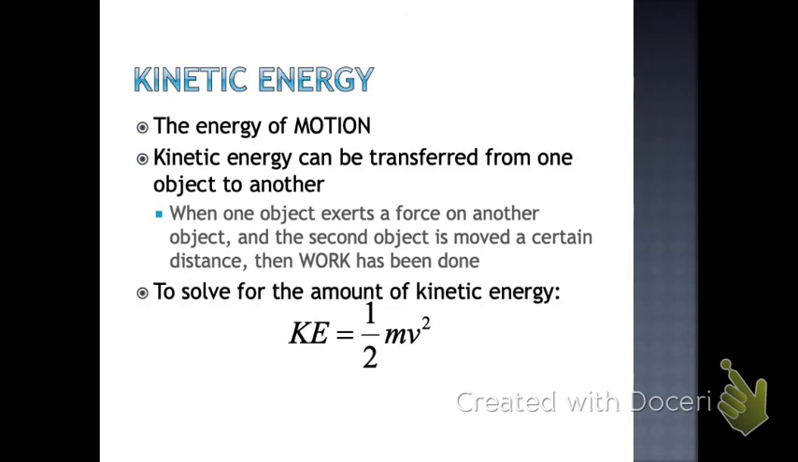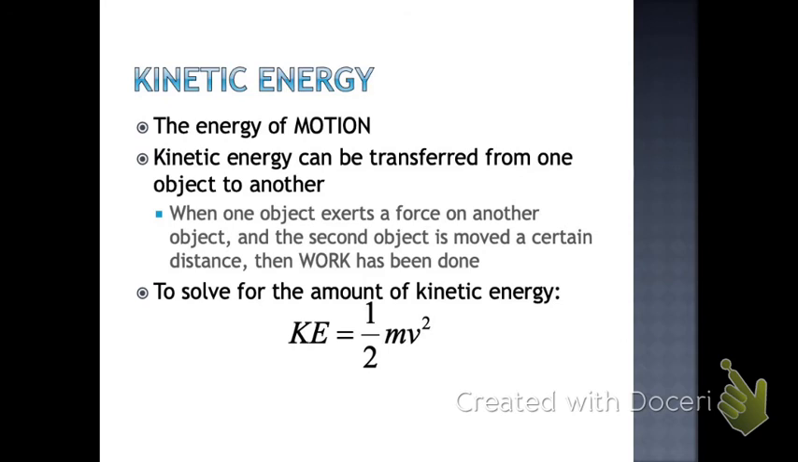So here's your equation for kinetic energy. We're going to use this one all the time, so make sure you have this one. 1/2 mv squared. What do you think m stands for in here? Mass. It has to be in kilograms. And what's v? Velocity in meters per second. So we've got to make sure our units are correct there.